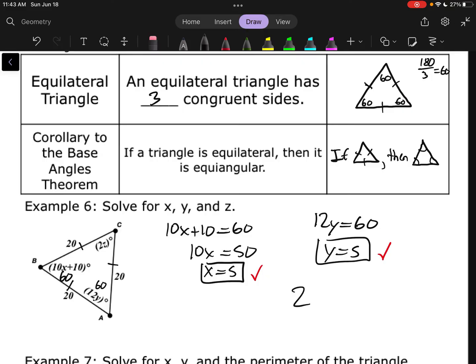And then the z, 2z must be equal to 60 as well. Divide by 2, and z is 30. And that also works. So, check, check, check.